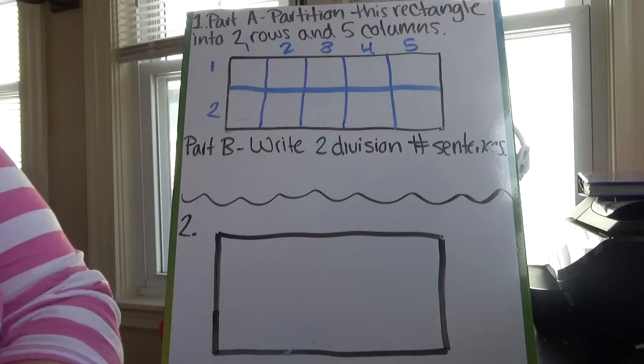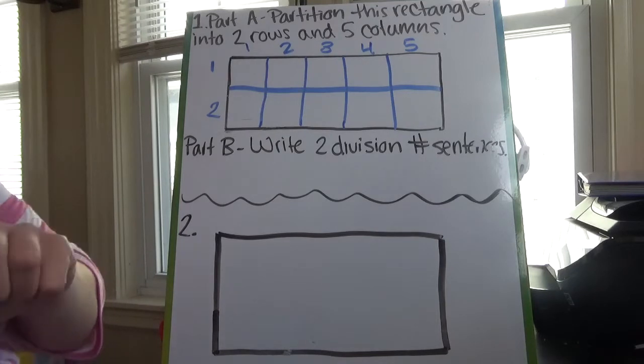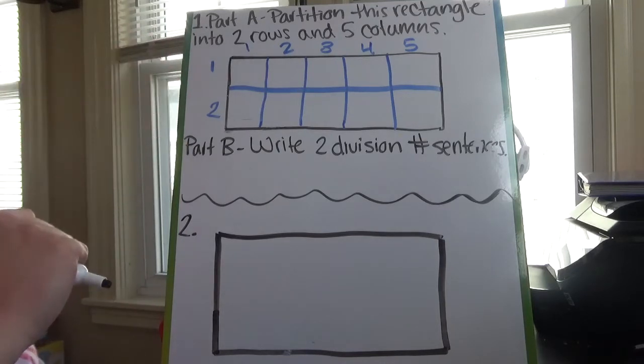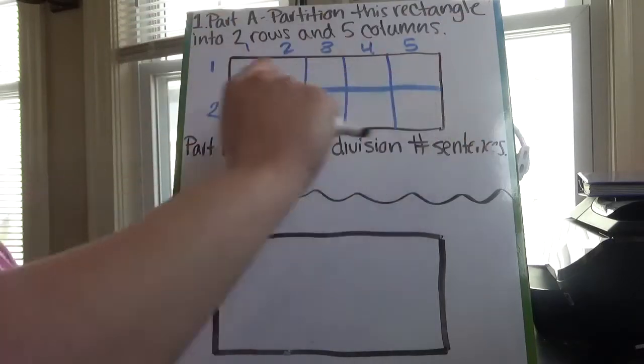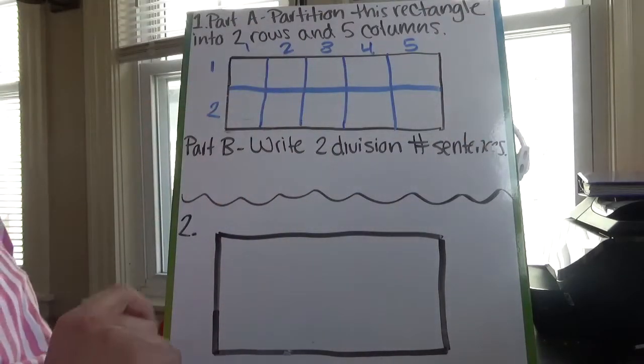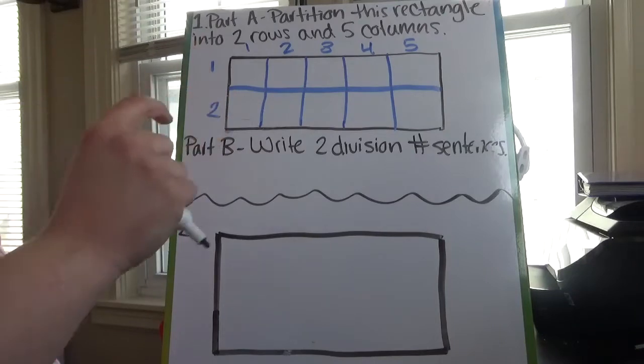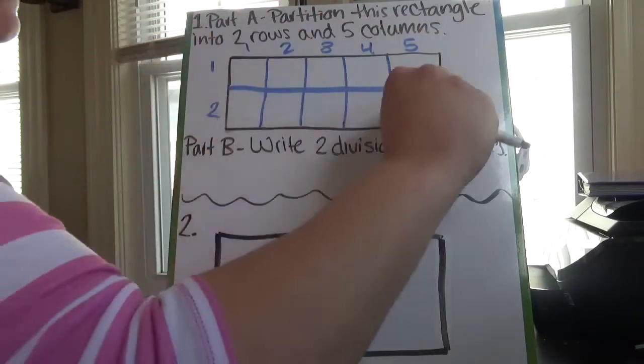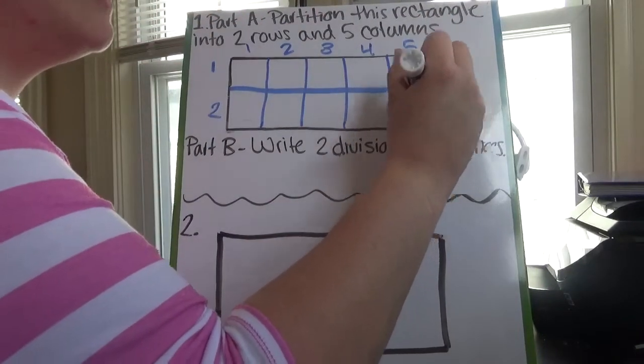So I follow those instructions, and now I just want to count to see how many squares I have. We can count by groups of 5, or we can count by groups of 2s. You could even count one at a time. Let's count by 5s. 5, 10. So the total number of squares is 10.